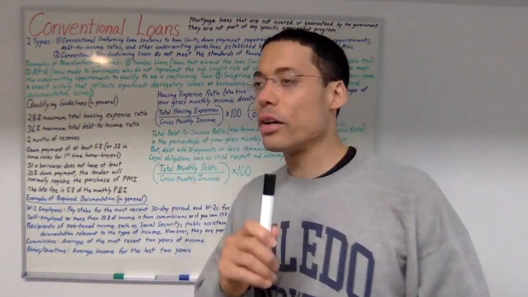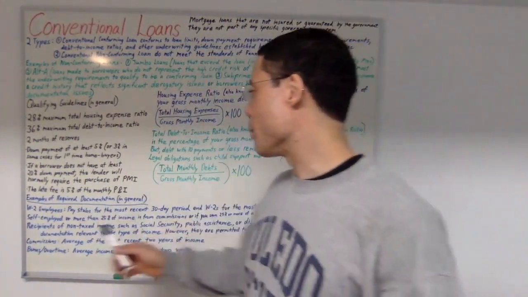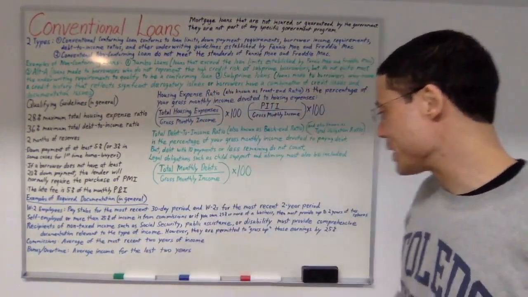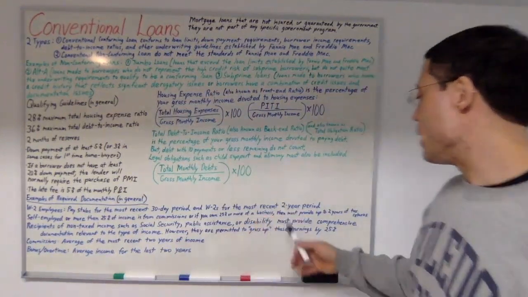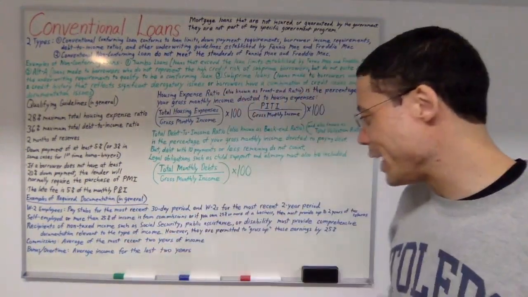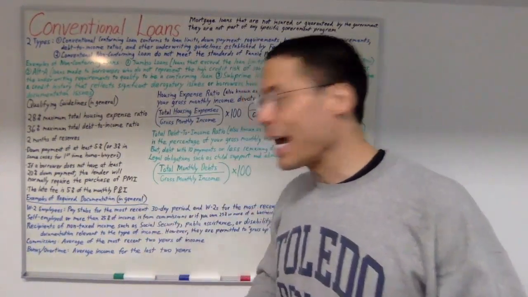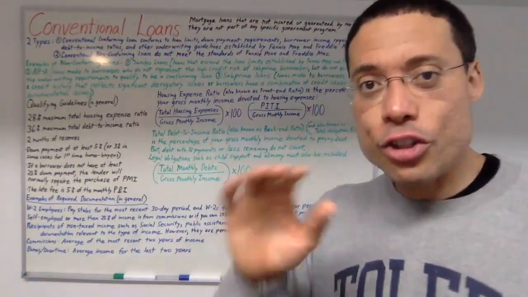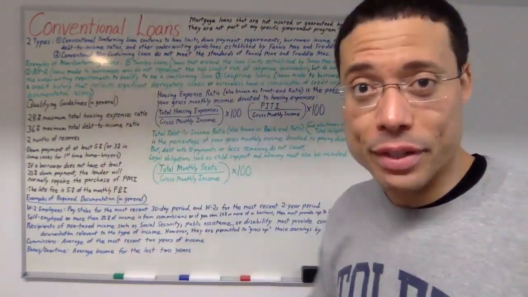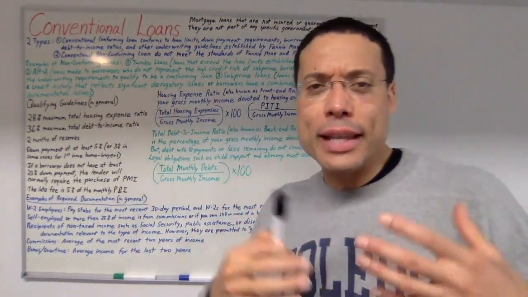Now, what if the borrower is a recipient of non-tax income? Recipients of non-tax income, such as Social Security, public assistance, and disability, must provide comprehensive documentation relevant to the type of income. Something to note though about recipients of non-tax income: they are permitted to gross up their non-tax income by 25%. Now, why would that be allowed?